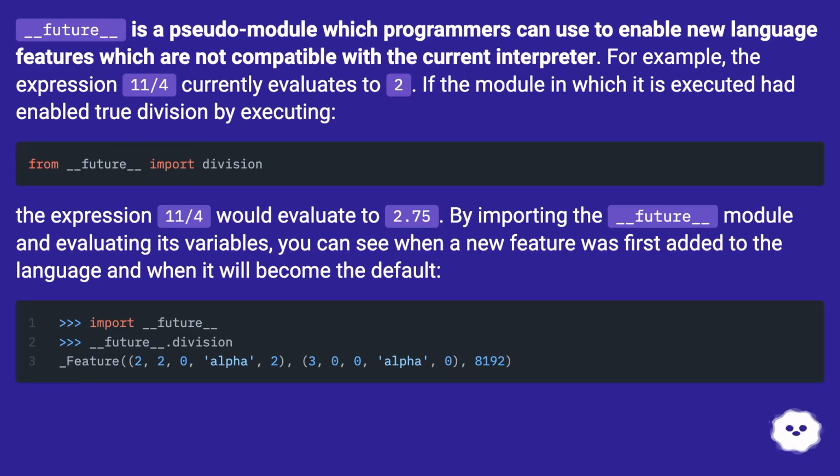__future__ is a pseudo-module which programmers can use to enable new language features which are not compatible with the current interpreter. For example, the expression 11/4 currently evaluates to 2. If the module in which it is executed had enabled true division by executing this, the expression 11/4 would evaluate to 2.75. By importing the __future__ module and evaluating its variables, you can see when a new feature was first added to the language and when it will become the default.